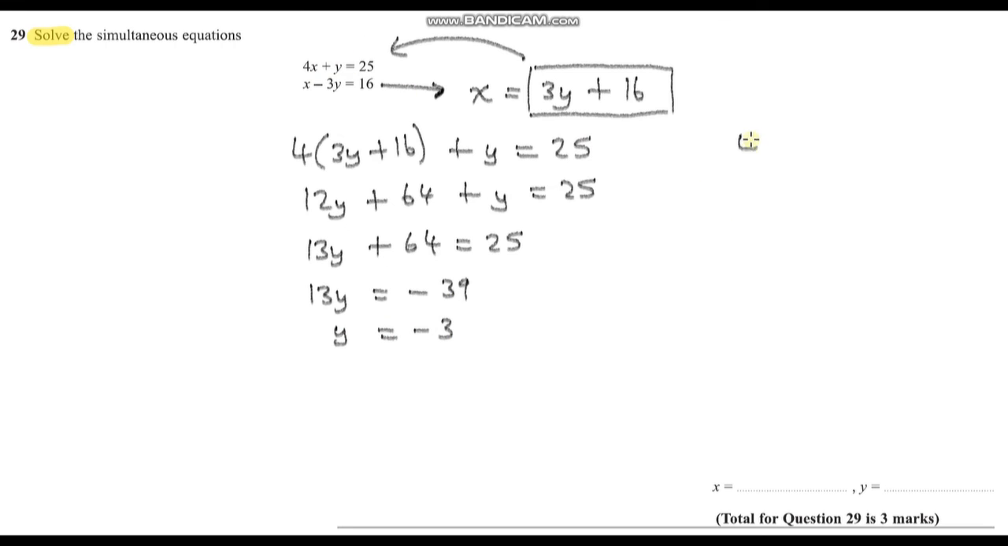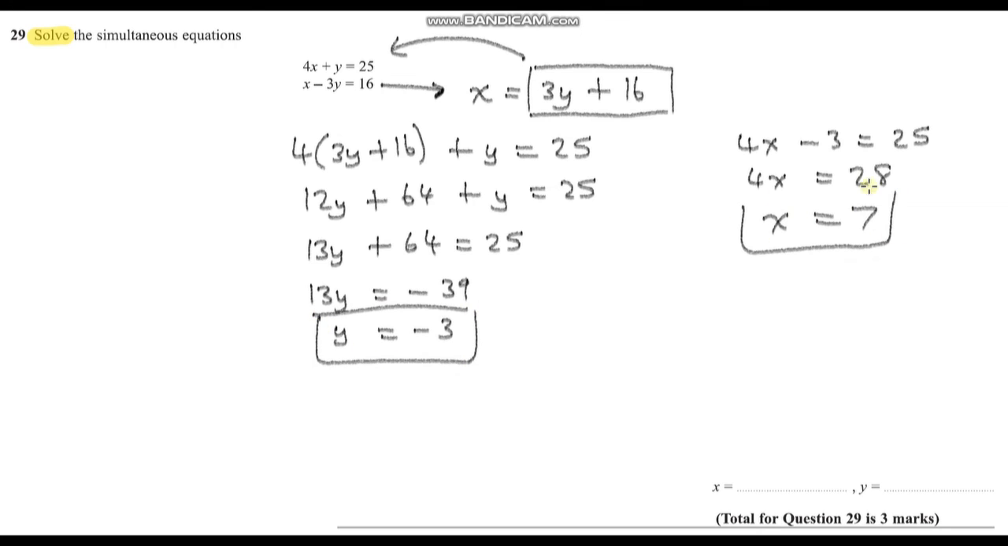So we've got 4x plus y. We know y is negative 3. So it's just going to be 4x minus 3 is equal to 25. Now if we add 3 to both sides, we get 4x is equal to 28. And now divide both sides by 4, we get x is equal to 7. So we've got our values for y and for x. So let's just write these in. X is equal to 7, y is equal to negative 3.